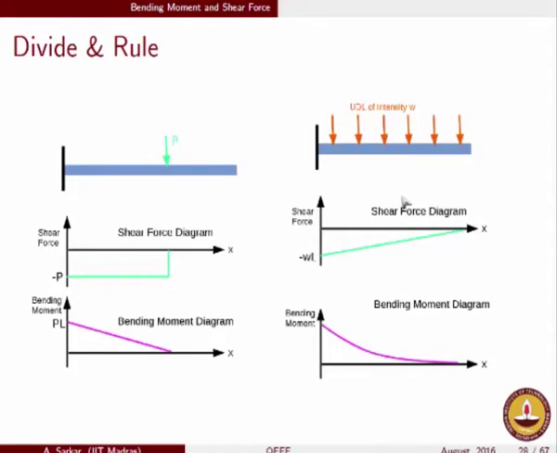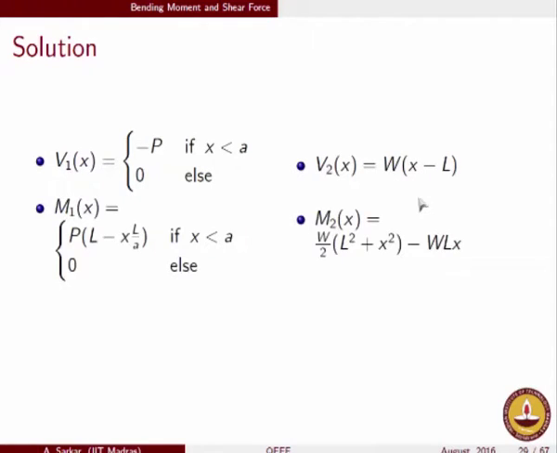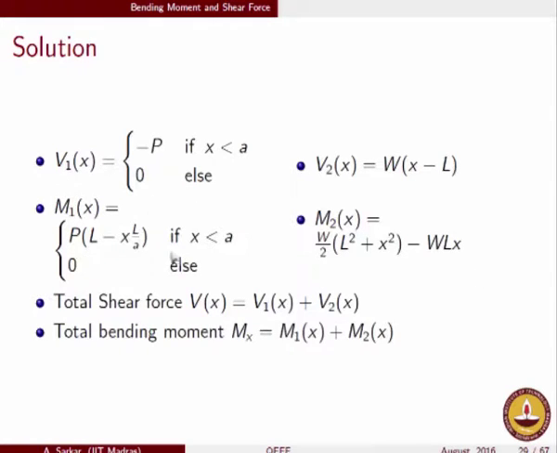Similarly for the UDL, the expression of shear force looks exactly like this, as we have derived a few slides back. Bending moment works out to be this, and I don't want to repeat that part again. On the left hand side you see the bending moment due to the point load. On the right hand side you see the bending moment due to the uniformly distributed load. Now all you have to do to find the total shear force is simply add these two up, and similarly add the bending moments up to get the total bending moment due to the total load. So this is the approach that you have to adopt.